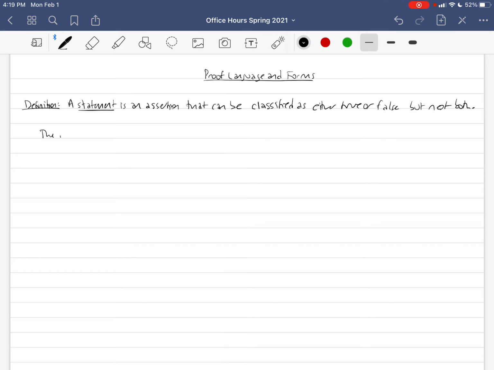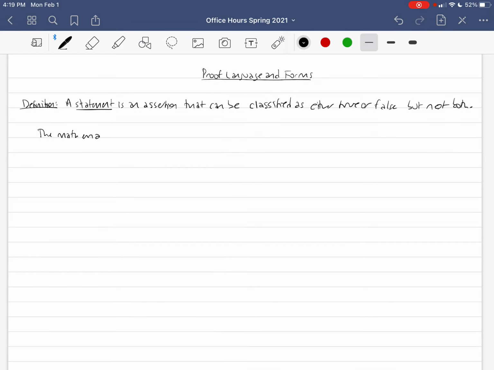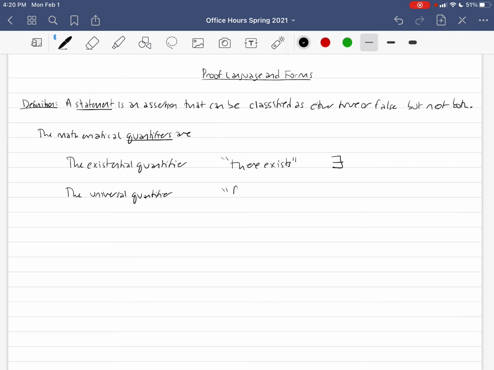Within these, we also often will use mathematical quantifiers. There are two mathematical quantifiers, the existential quantifier, which is there exists, and notationally we do a backwards capital E, and the universal quantifier, which is for all, and it is an upside down capital A, notationally.